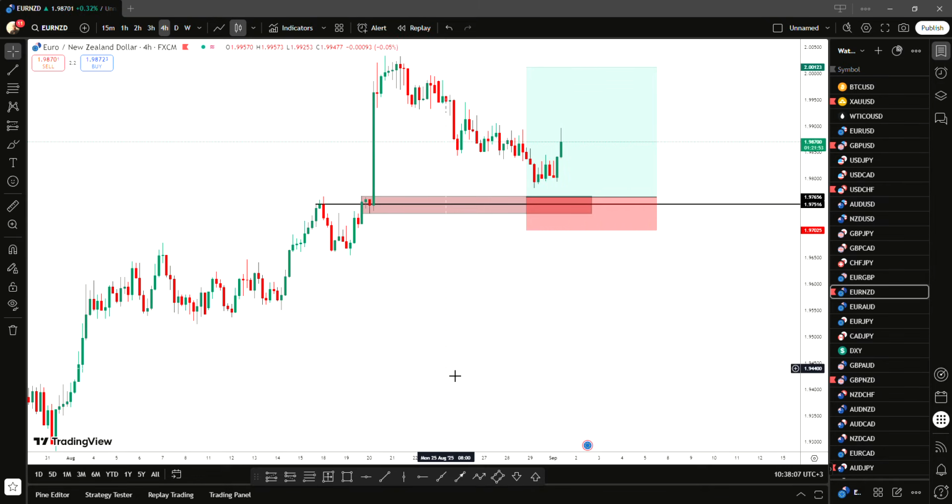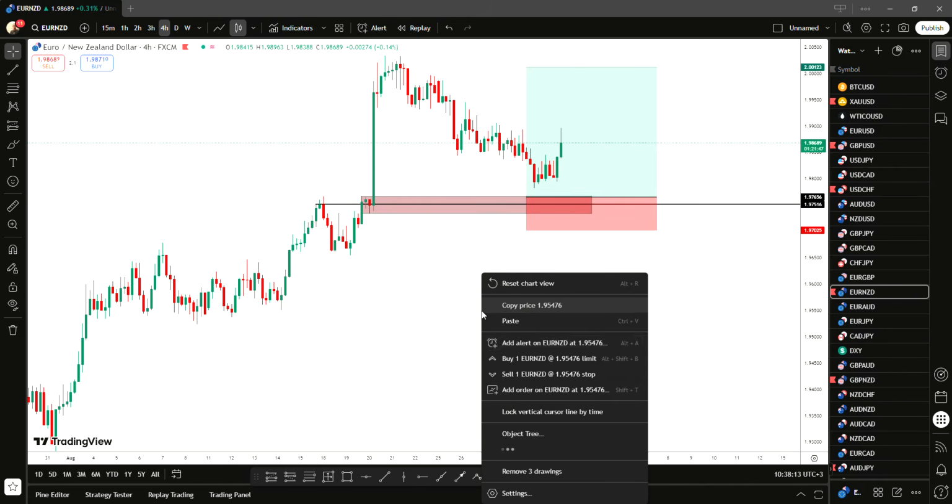So now someone will ask, how do you identify the setups? That is what I'm going to go straight into. So I'll just clear everything on the charts.